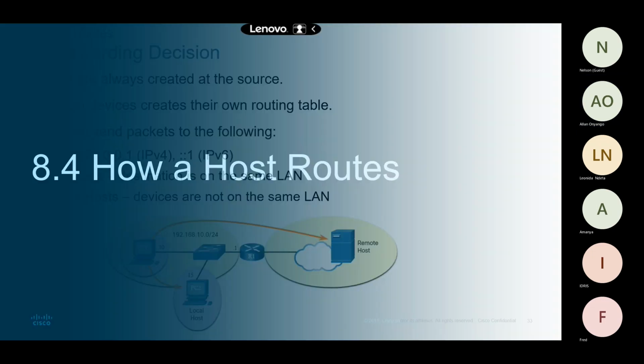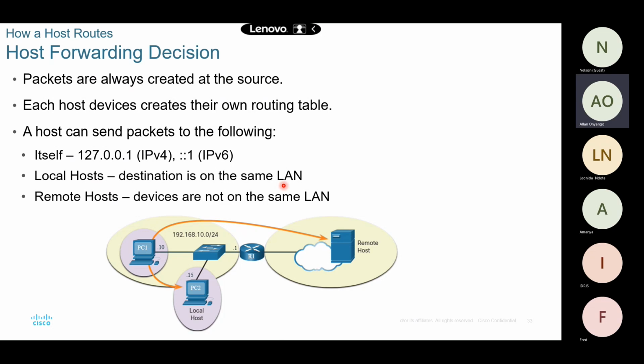Now, let's talk about routing, because routing happens at layer 3, switching happens in layer 2. So to talk about routing here, it is important that we look at packet forwarding decisions.